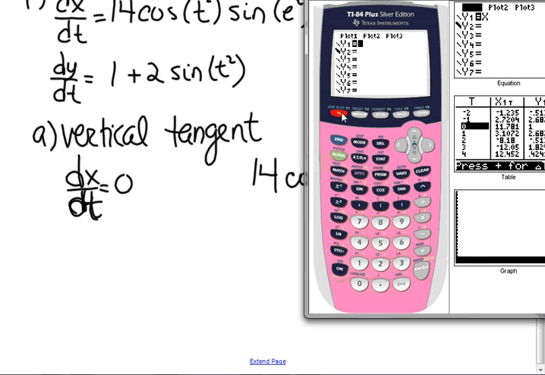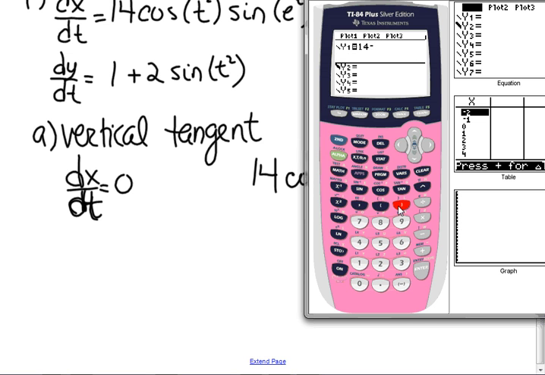So in y equals, I want to clear this out and put in, because I want to see what this one's 0, 14 cosine of x squared, because it doesn't matter what the variable is, times the sine of, let's see if I do it right, e to the t squared. No, it's just e to the t. It's the wrong one.